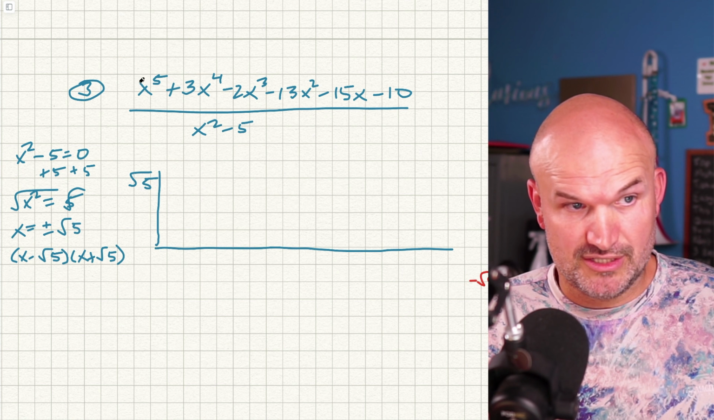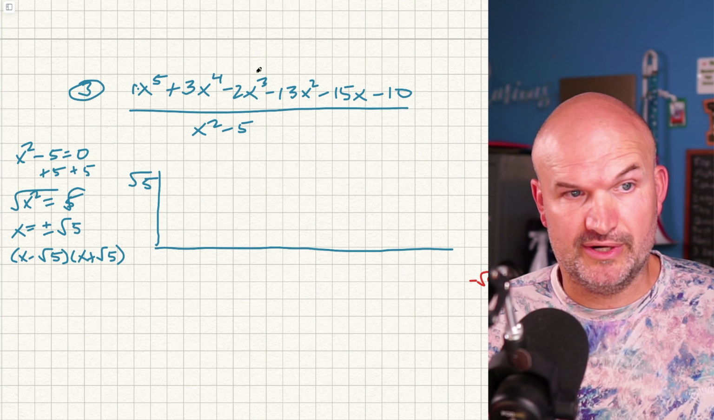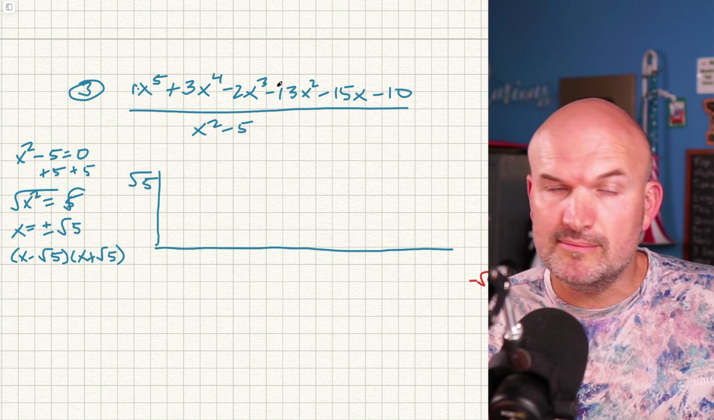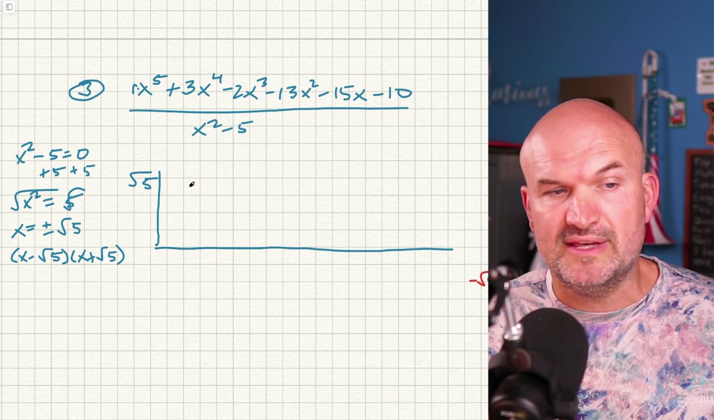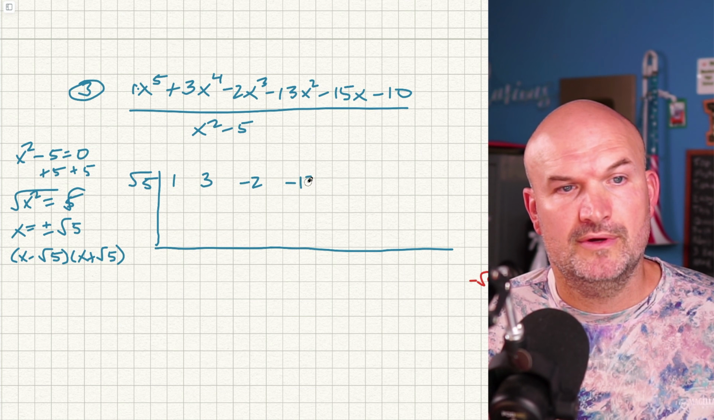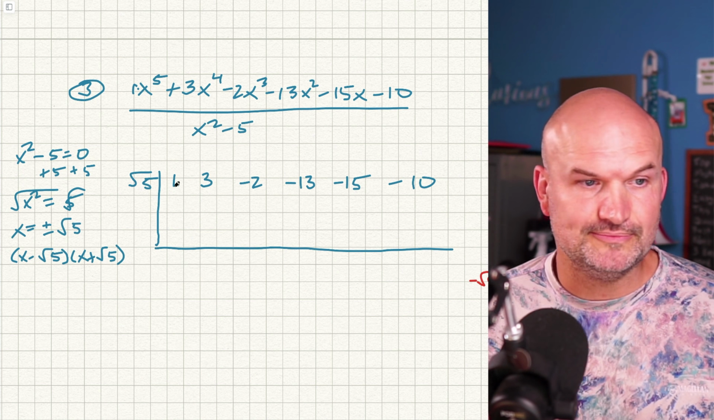So take our coefficients. Again, we have a 1 here, 1, 3, negative 2, negative 13, negative 15. Remember, ladies and gentlemen, if you have a missing term, always use 0. You have to make sure you include that space value. So I have a 1, 3, negative 2, negative 13, negative 15, and a negative 10.